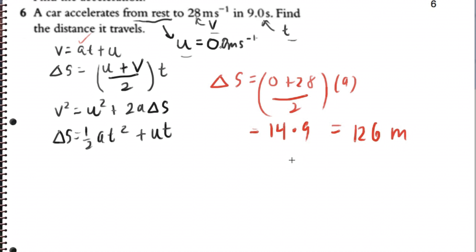Now I need to do this using 2 sig figs, so I'll actually round this and make it 130 meters. With no decimal point, this means I have 2 sig figs. So that's how the rounding works there. Okay?